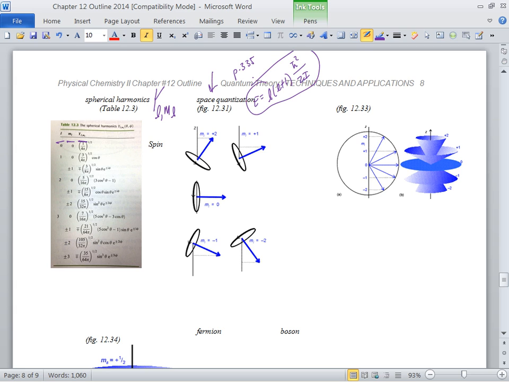Look at all these drawings here. These drawings are all for L equals what? Can you see it? 2. L equals 2. Can you see that, Alyssa? They're for L equals 2. Because you have a 2, you have a 1, you have a negative 1, and a negative 2. So you have 5 different m sub L's.